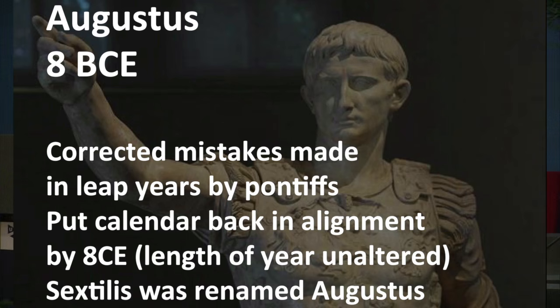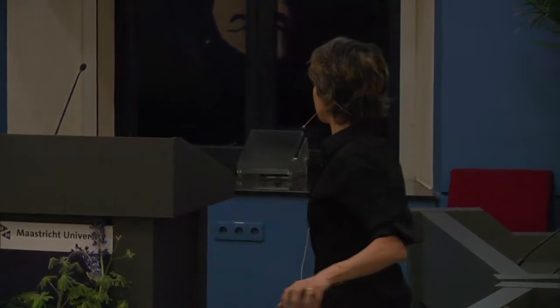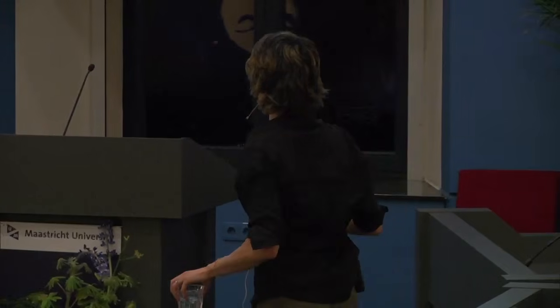So Augustus decided to correct all the mistakes that had been made. He did this slowly over a 16-year period. So instead of putting loads of days in to put things into alignment within 1 year, he did this slowly over 16 years, adjusting the days here or there. So eventually it came back into alignment.